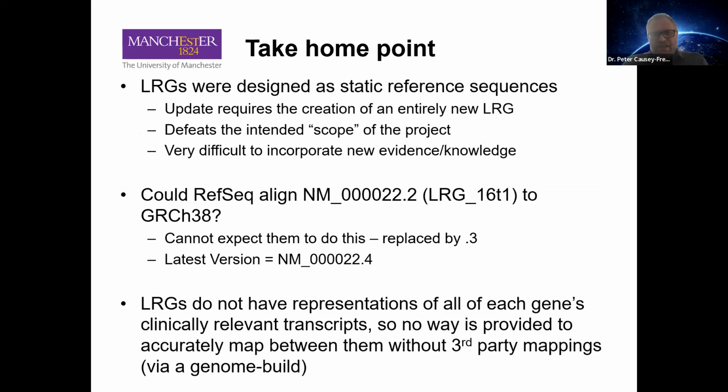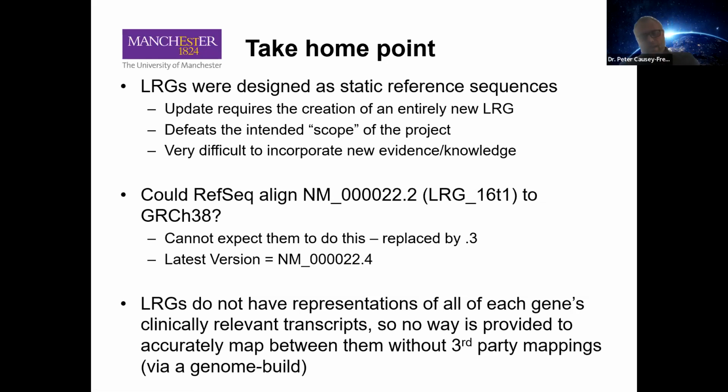And the thing about this is that LRGs were designed to be static reference sequences. We want to keep them simple. We don't want them changing that much. So if you want to update the sequence of the transcripts or anything like that, you have to change the sequence of the actual LRG itself. You have to create a brand new record. Now, theoretically, RefSeq could align the 22.2 LRG transcript to GRCH 38, but it's kind of a big ask for them because this had got replaced before GRCH 38 was made by the 0.3 version. The latest version is 22.4, so it's unlikely they'll ever release those alignments.